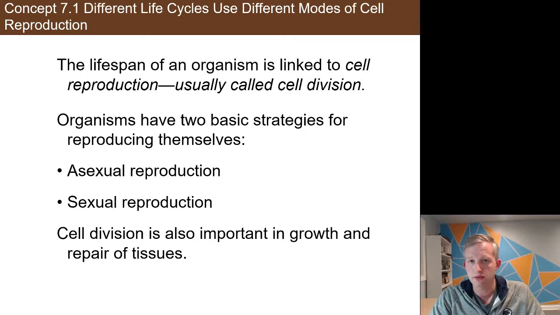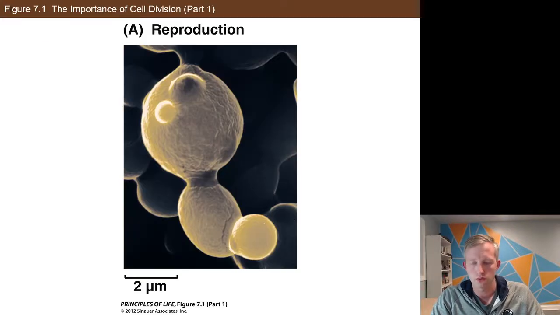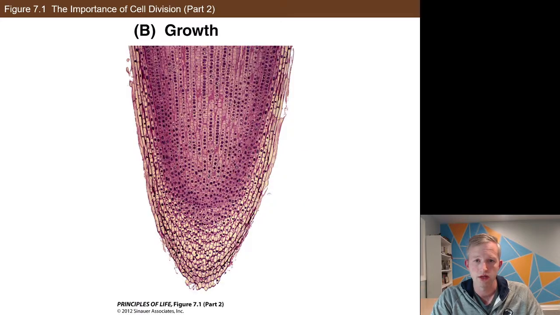There are two basic ways in which reproduction can happen, and I'm sure we're vaguely familiar with these: asexual reproduction and sexual reproduction. It's also necessary not just for creation of new organisms, but also the maintenance of cells. While reproduction of the organism is one big part of cell division, growth in general is a big consideration as well. Here we see the root tip of a plant.